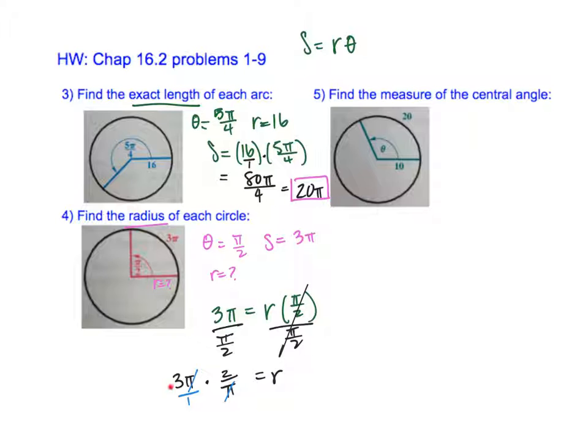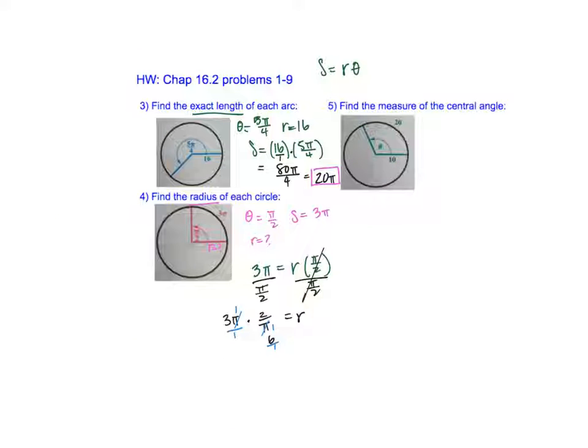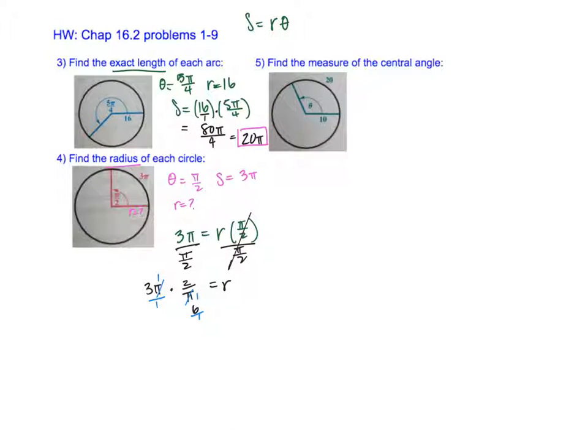If you multiply straight across, 3 times 2 gives me 6. And on the bottom, when you cancel out things, it just becomes a 1. So this is really just 1 times 1, which is over 1. So r is equal to 6, and our radius here is 6.